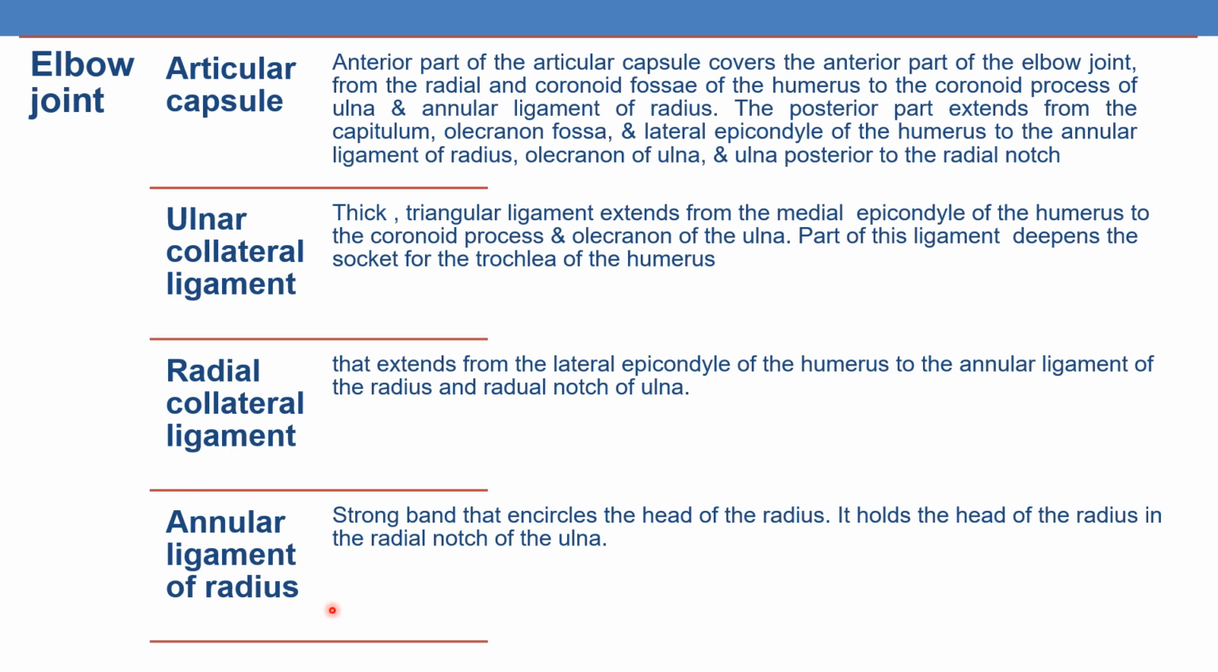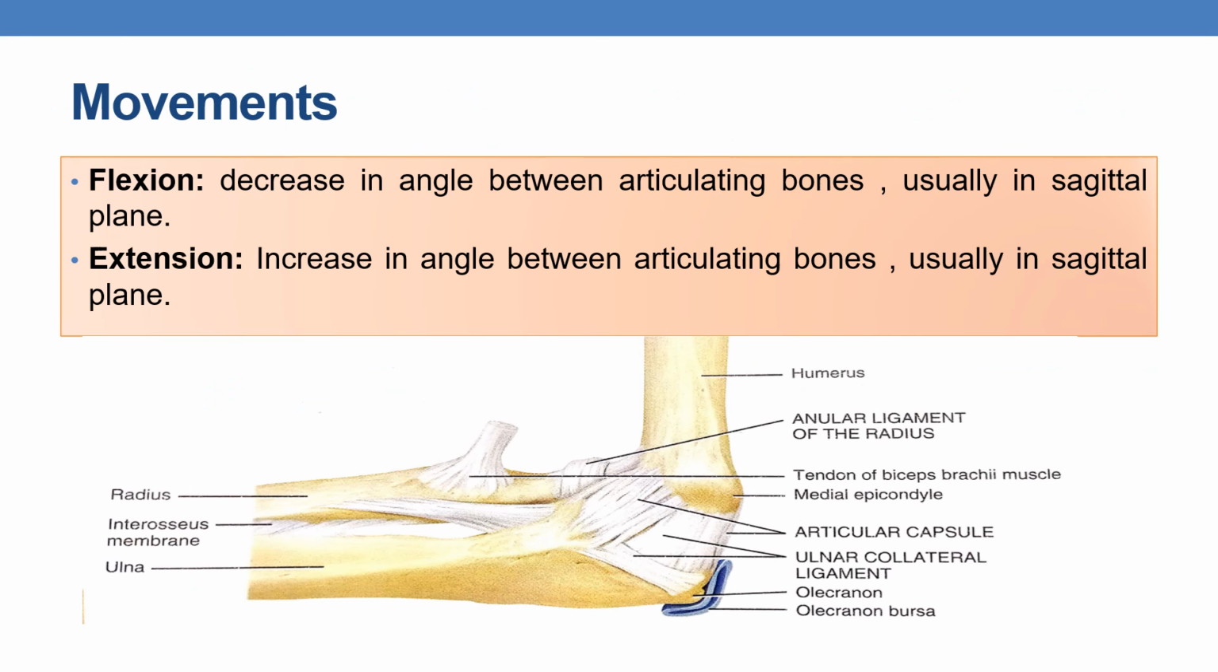The next is annular ligament of radius. It is a strong band that encircles the head of the radius. It holds the head of the radius in the radial notch of the ulna. Now here you can see this is humerus and this is the annular ligament of the radius. It holds the head of the radius in the radial notch of ulna.